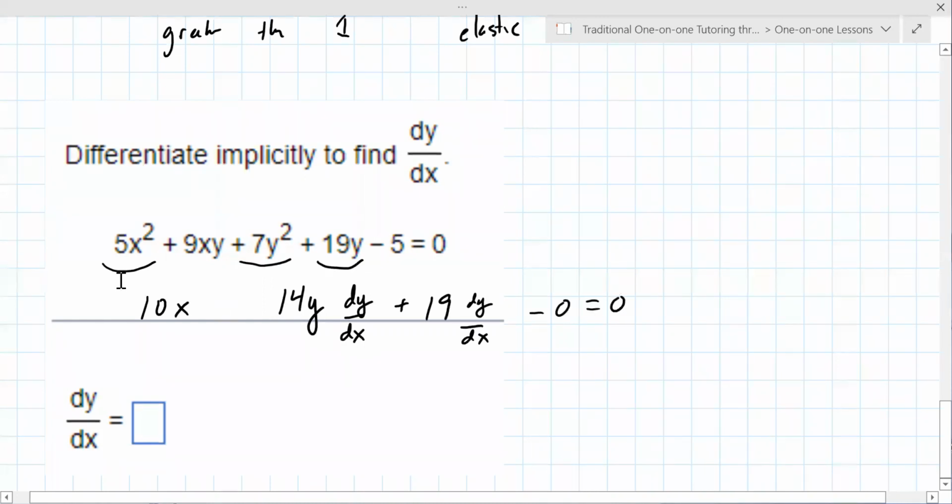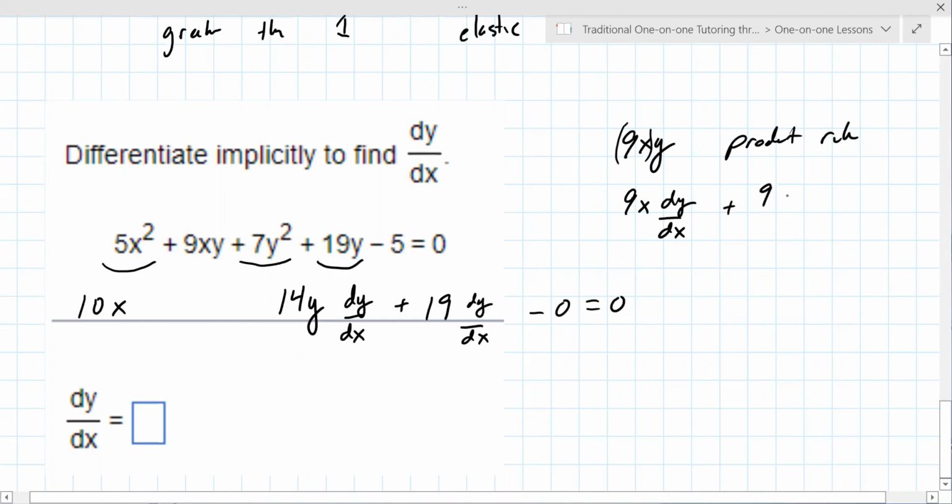Okay, so the only thing we're not sure how to deal with is this 9xy. And this one's really frustrating for students. So it's product rule. And the derivative, I'm going to show you the answer. The derivative is 9x dy/dx, okay? And that's keeping the first, this 9x, and the derivative of y is dy/dx. Then you take the derivative of the first, which is 9, and keep the y. And this is terribly confusing. We don't really have the time to jump into all the reasons for it. So this is your setup.